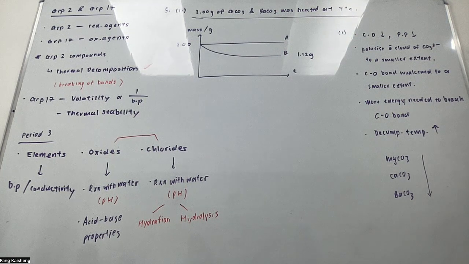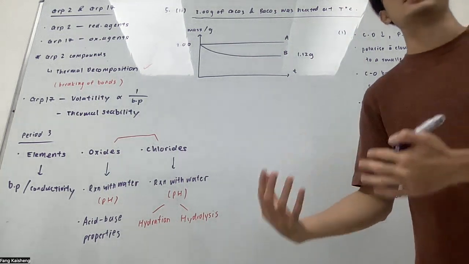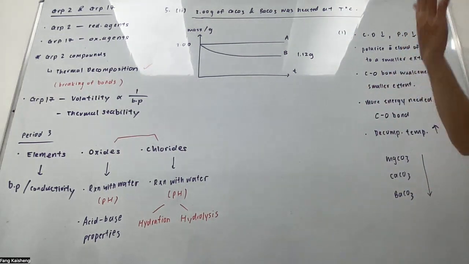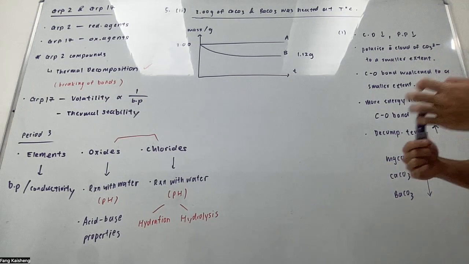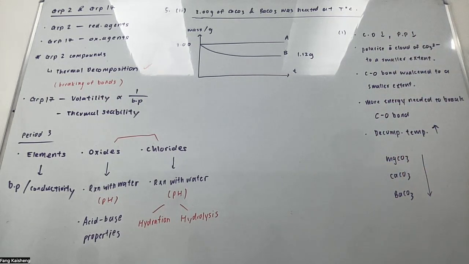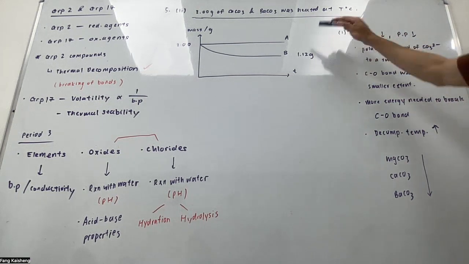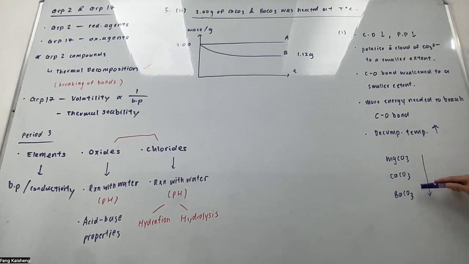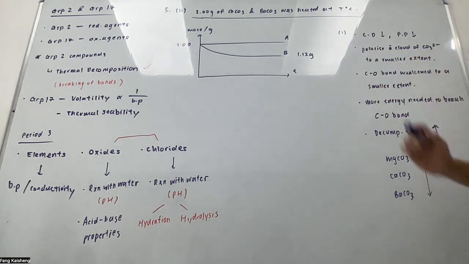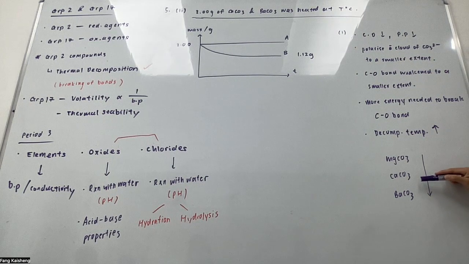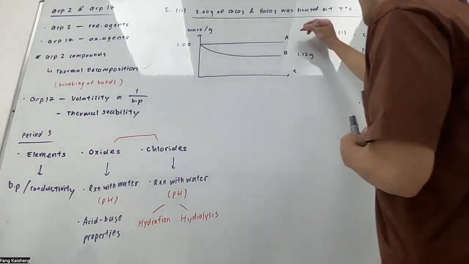Of course, when you decompose something, yes, you are breaking it down into further substances, but it doesn't necessarily mean the mass must drop, right? So before we answer this question, let's just identify this one first. B, there's decomposition. A, there's no decomposition. Between barium and calcium, who should be A? Who does not decompose? It's the one that's harder to decompose, and that has to be barium. So A should be for barium carbonate.